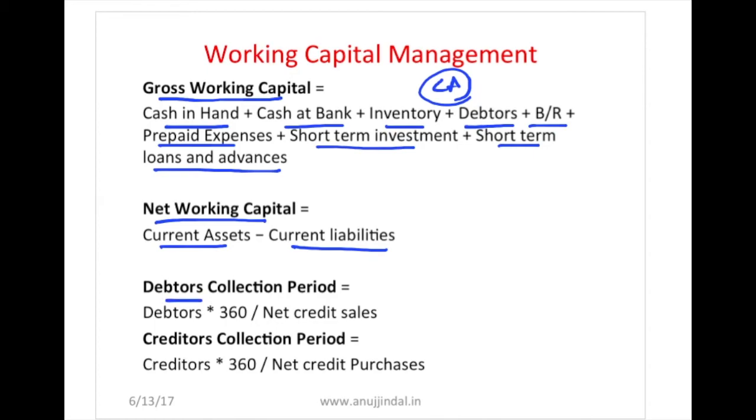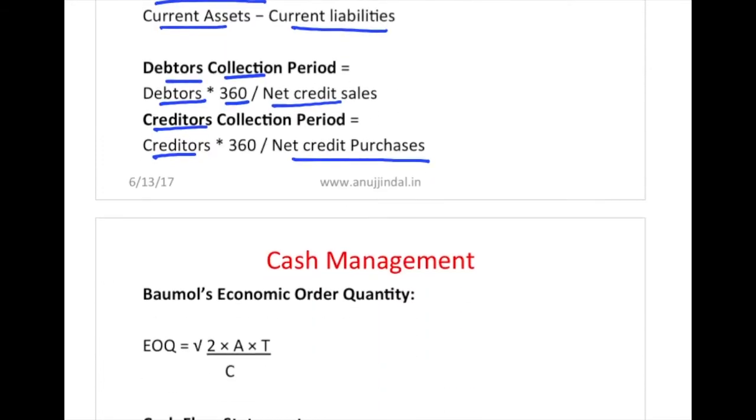Debtors collection period: how much time does it take for an enterprise to collect money from the debtors? It is debtors into 360, because we have 360 days, approx 365, but we take 360 in order to make our calculations easier, upon net credit sales. And if you are considering creditors payment period, then we take creditors and net credit purchases.